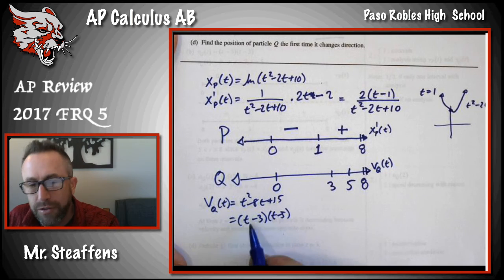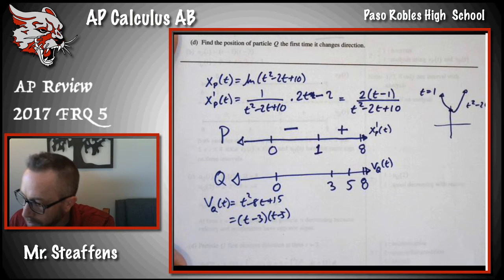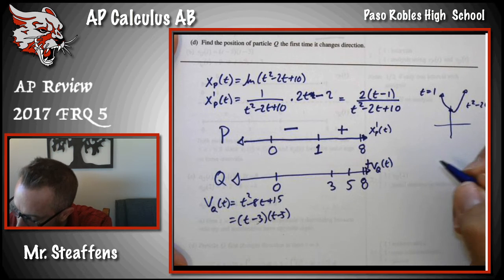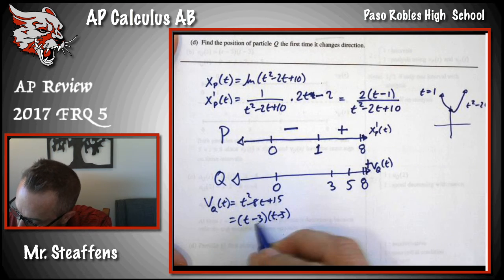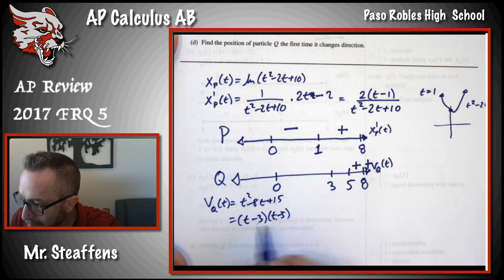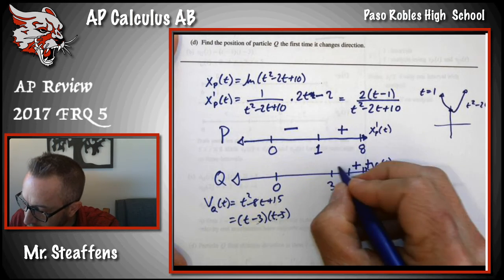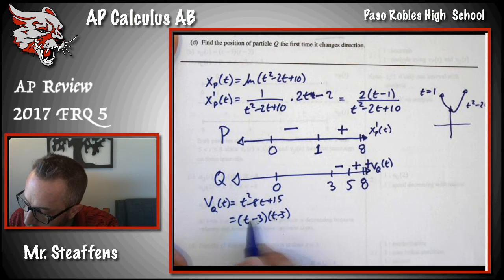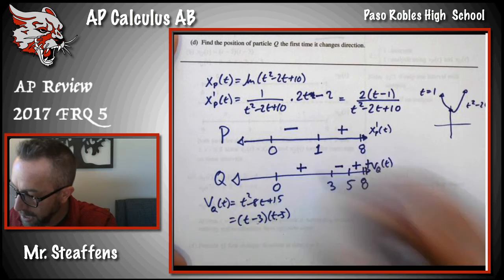So at 3 and 5, I have two critical numbers right there. If t is a super positive number, this is going in the positive direction, so anything above 5 is positive. Anything between 3 and 5, like 4, one factor would be positive and one would be negative, so it's negative. And then anything before 3, both would be negative, so this would be positive again.